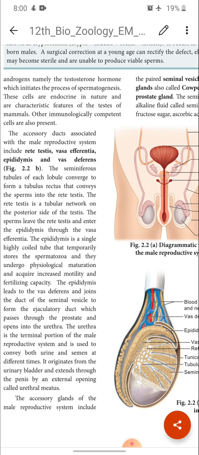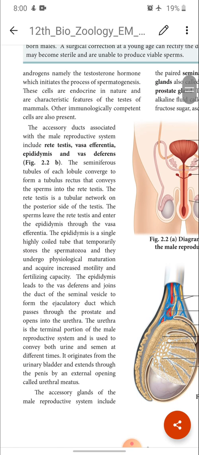Okay, children? As per the text, the accessory ducts associated with the male reproductive system are rete testis, vasa efferentia, epididymis, and vas deferens. These are the accessory ducts associated with the male reproductive system. You will get this as a 2-mark question, children. Please bracket it. And seminiferous tubules. Let's discuss them one by one.